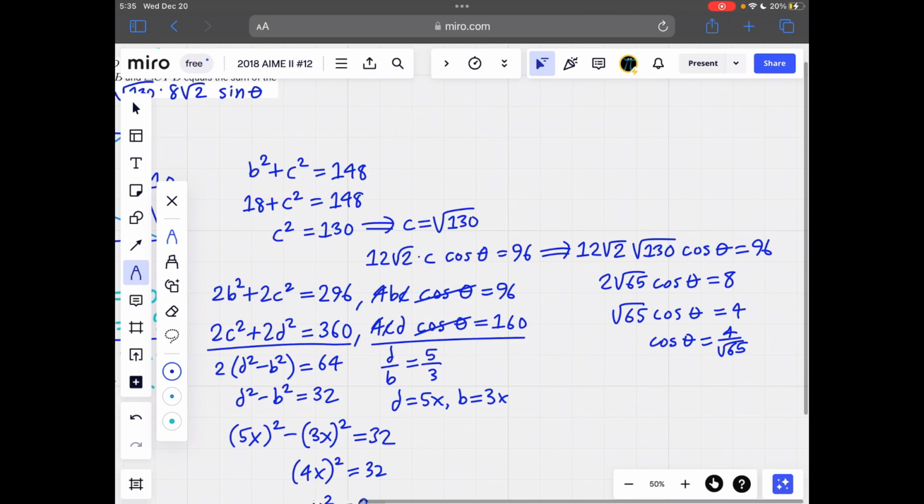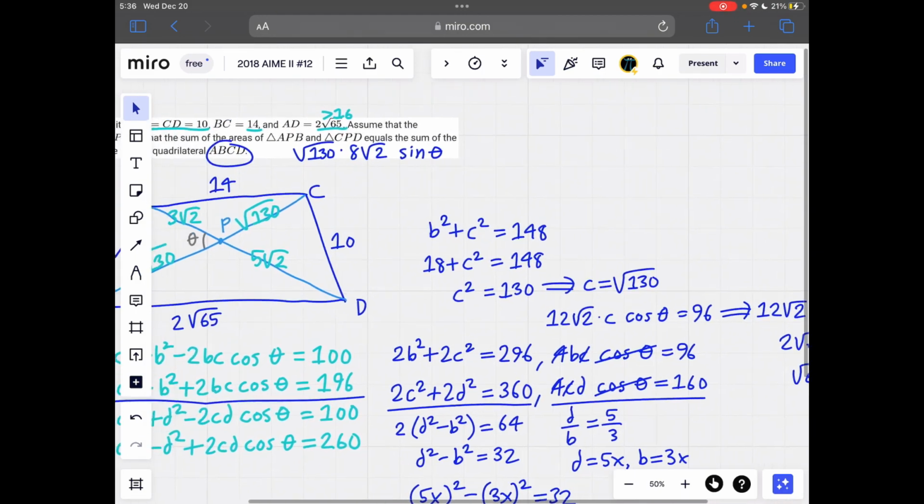And we would get the same if we use the other equation. We still get cosine theta is equal to 4 over root 65. Because then d is 5 root 2. It's essentially just the same thing multiplied by 5 over 3. You'd still end up with the same value of cosine theta. So we get sine theta, which is what we want to find the area of quadrilateral ABCD, is 7 over root 65. And that's because 4 squared plus 7 squared is 16 plus 49, which is equal to 65.